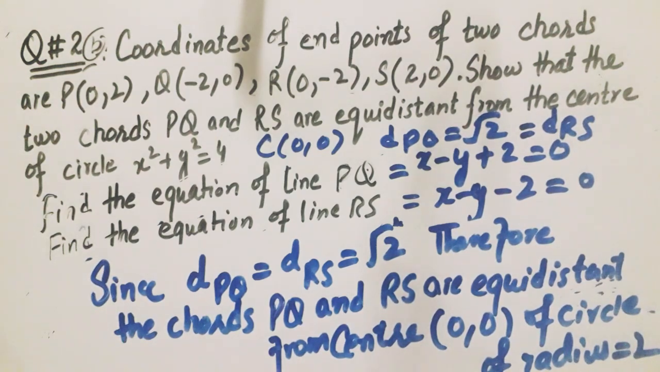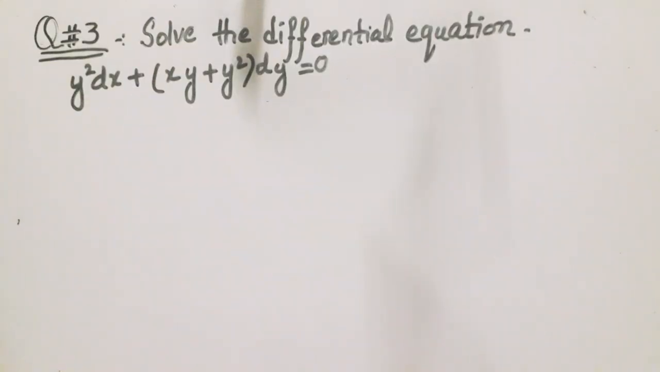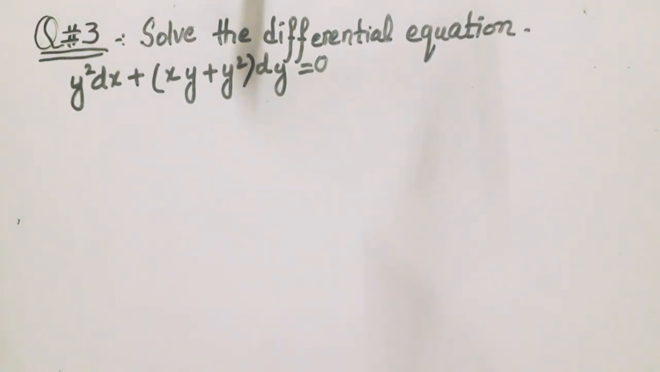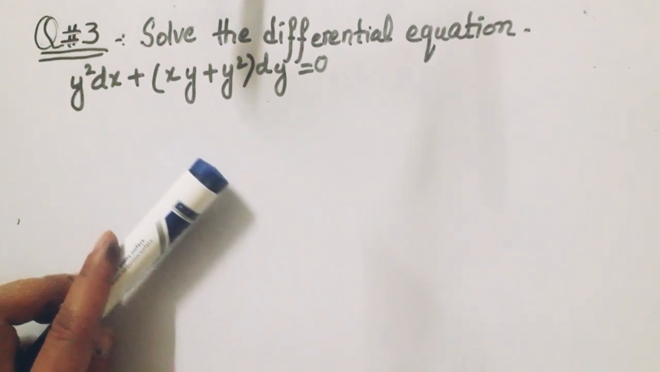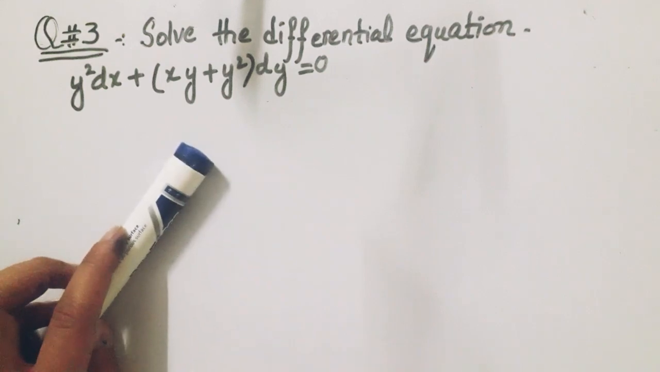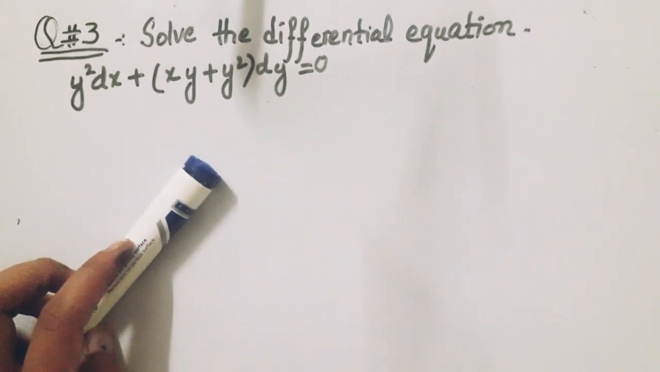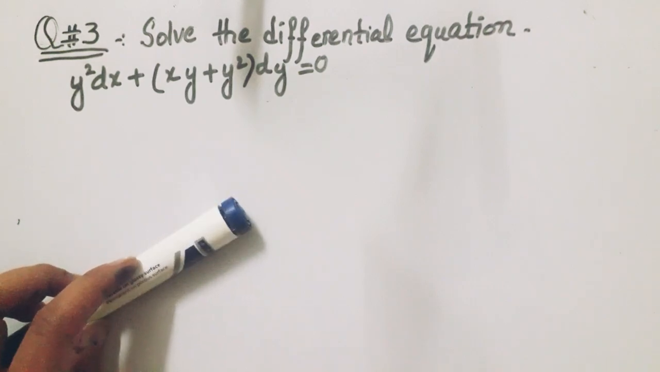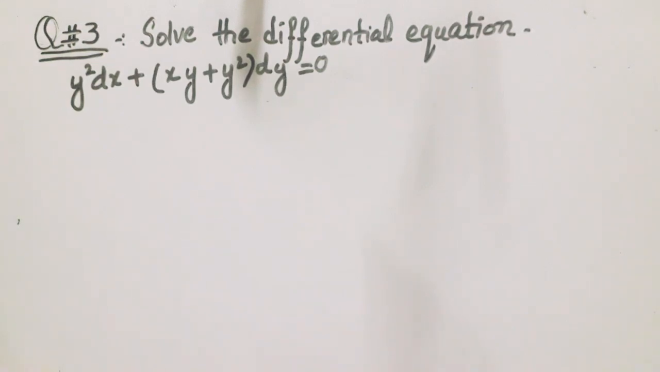Now we will solve the next question. Question number 3 is: solve the differential equation y square dx plus xy plus y square dy is equal to 0. So this is a homogeneous equation. A homogeneous differential equation can be solved by the substitution v is equal to y by x, then y is equal to vx, and dy by dx will be equal to v plus x dv by dx. Then we will integrate both sides of the equation after separating the variables. So we will solve this step by step.